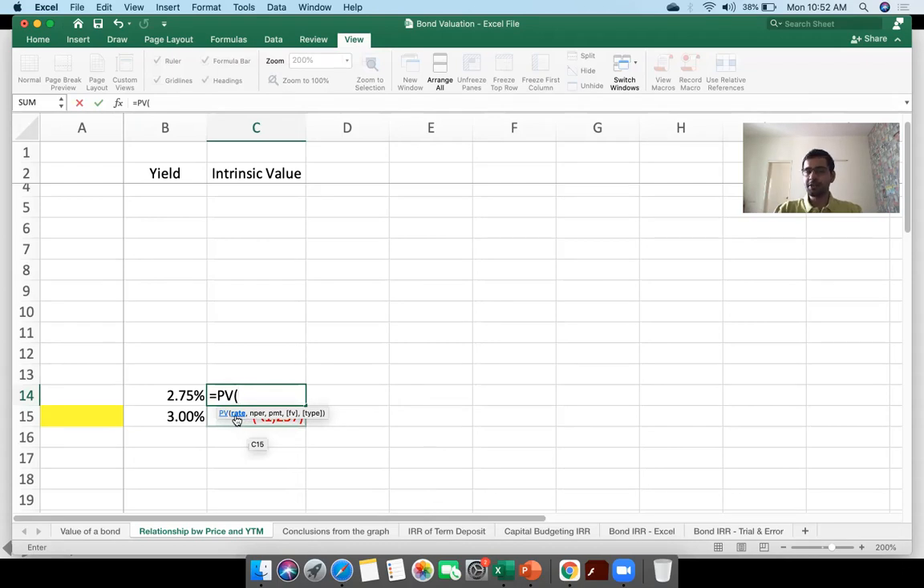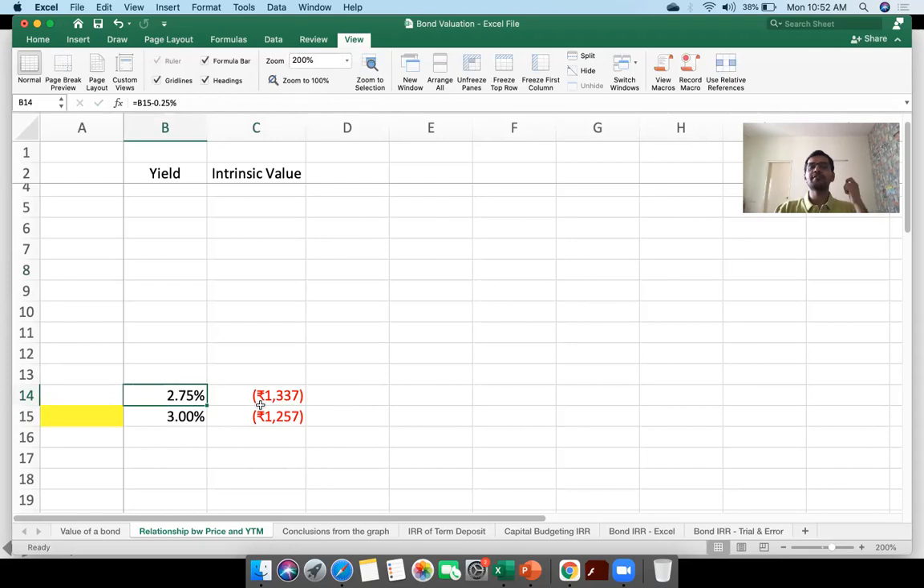Now this time it's asking me for the rate. I'm linking the rate to cell B14, which is 2.75%. The number of periods is the same, which is 50. The PMT, which is payment per period, is also the same, which is 40. The face value is also the same, 1,000, and then the type is obviously 0 again.